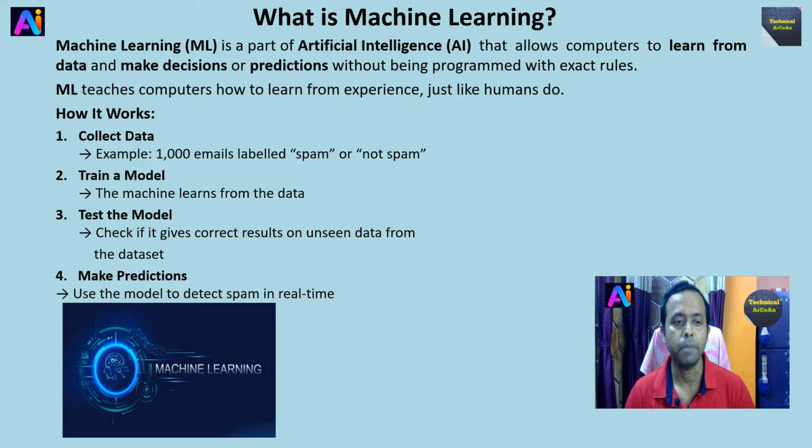And the fourth step is to make predictions, meaning use the model to detect spam or non-spam in real time. Totally new data, a totally new email, is given to the machine and it predicts according to whatever it was trained and tested on from the past data. It will predict for new data which is not present within these 1000 emails whether it is spam or not spam. So in that way an ML model works.